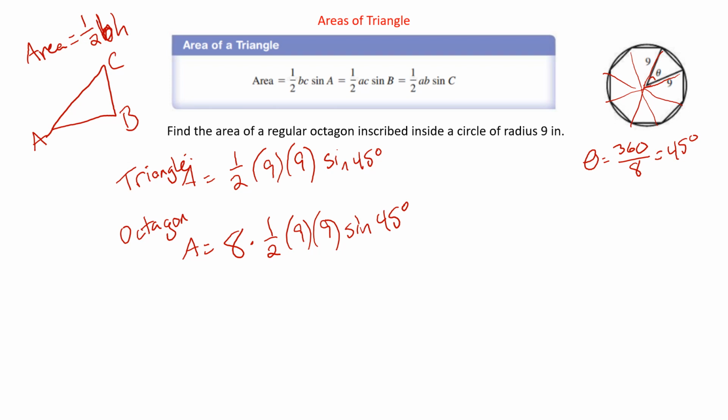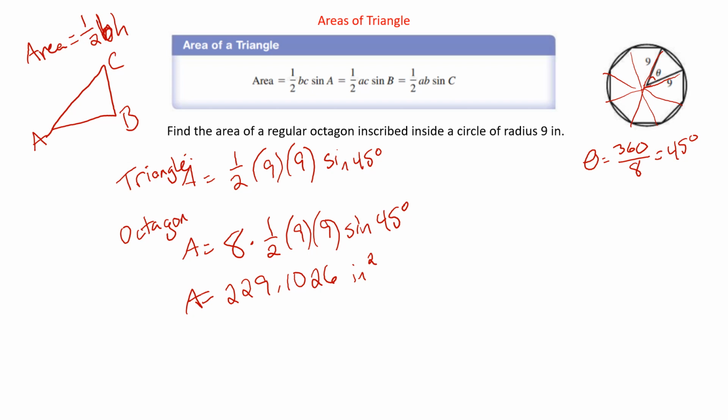But it's not always going to be 45 degrees. Usually you're going to end up using your calculator. So we can go 8 times 0.5 times 9 times 9, which is 81, times sine of 45, gives us an area of 229.1026. So that I feel better about that. And let's see, it was inches. So this would be inches squared.